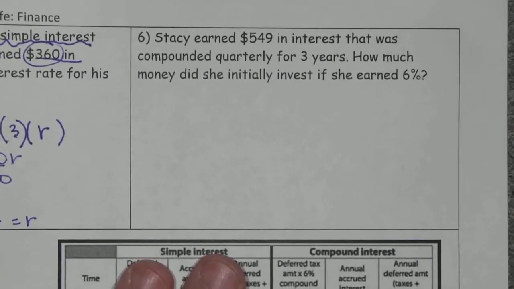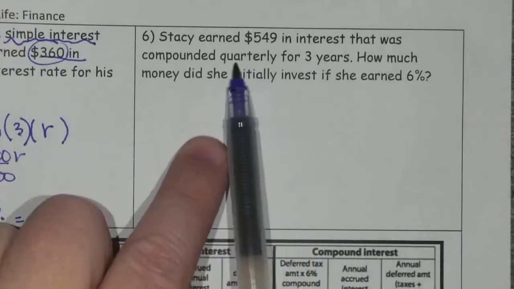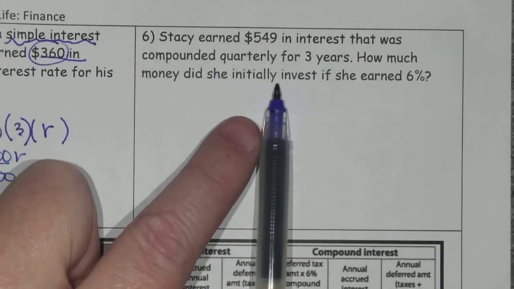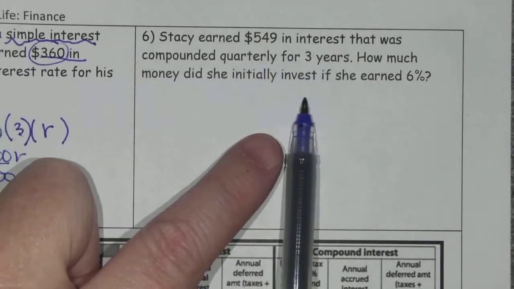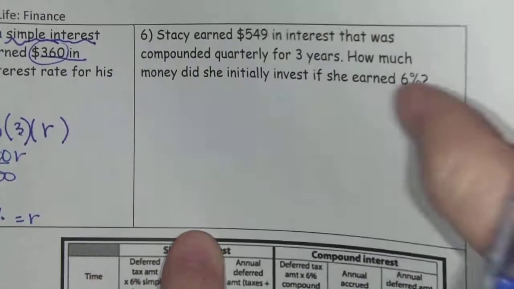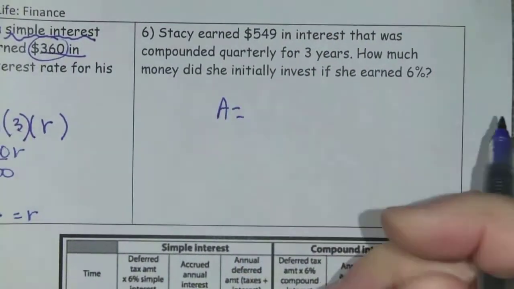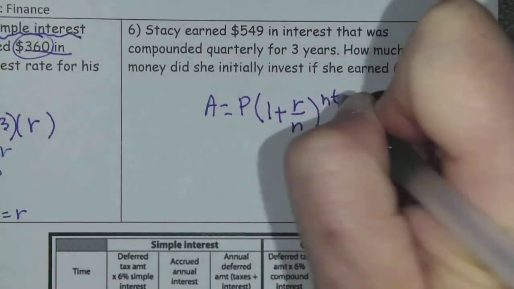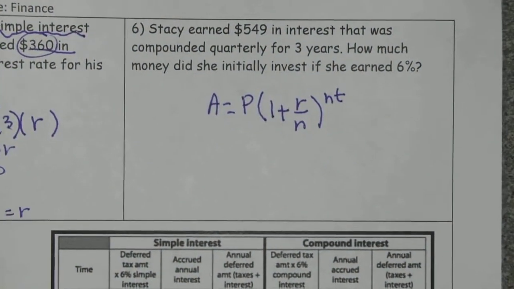Stacy earns $549 in interest. That was compounded quarterly for 3 years. How much money did she initially invest if she earned 6%? So I'm already thinking on the top of my head that this might not work, because remember how I write the worksheets and sometimes I make mistakes? I think I might be missing a piece of information here, but let's fill it in to the formula and let's see if we were given enough information or not, okay?